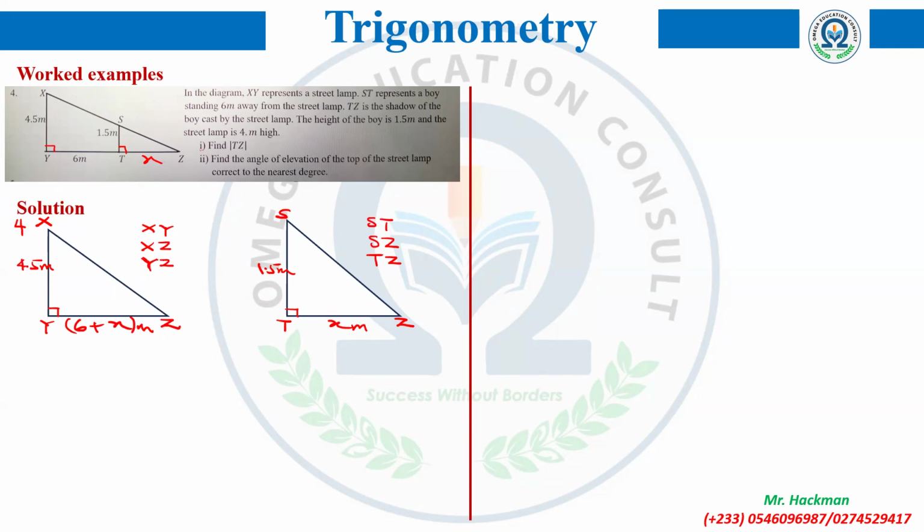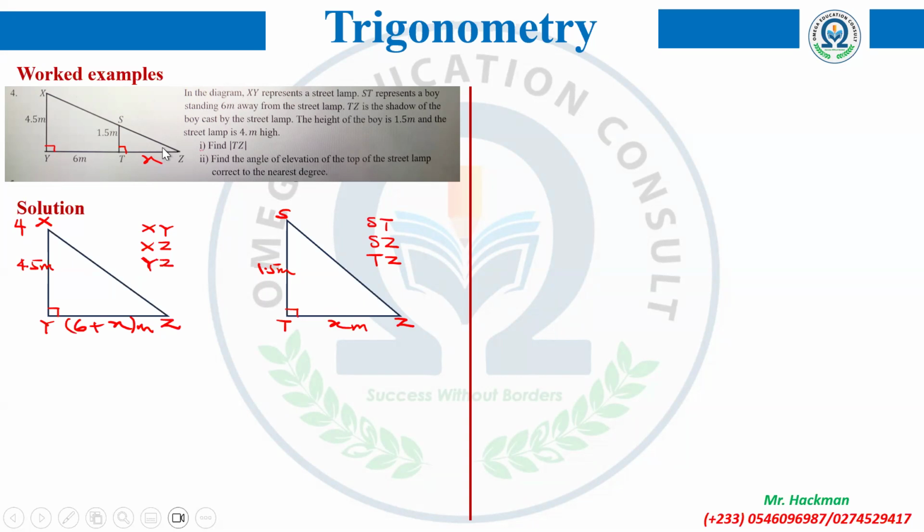So does that mean we can solve for x? And the answer is a big no. We can solve for x, but we have to be more analytical. This time round, if you look at the diagram carefully, you will see that these two triangles, instead of sharing a common side, share a common angle at Z. Can you see that? Is everyone with me?